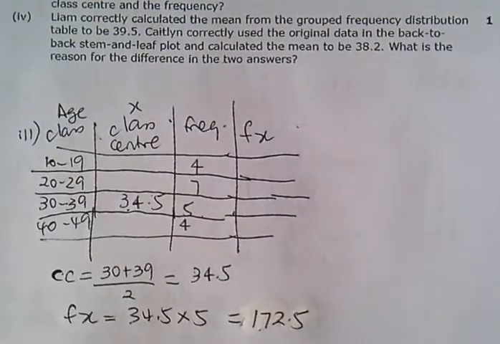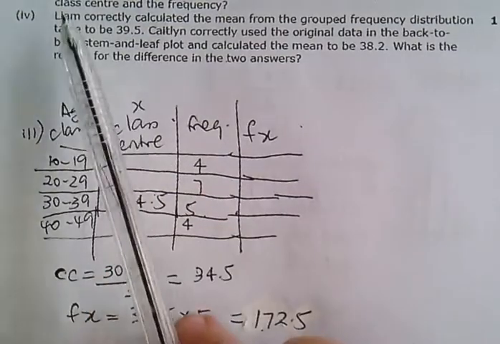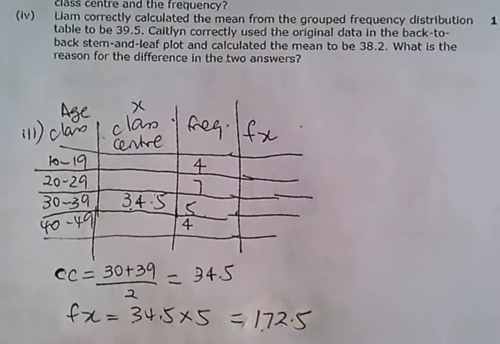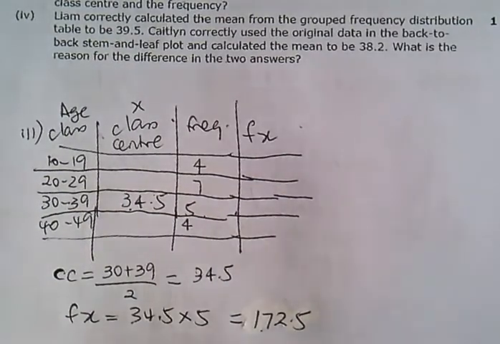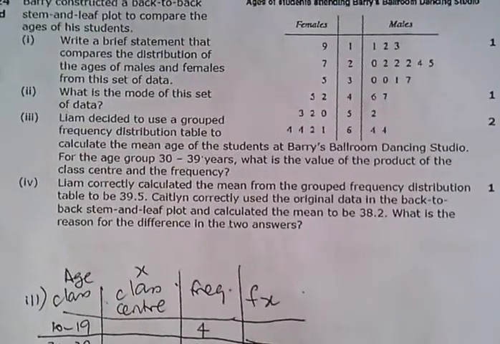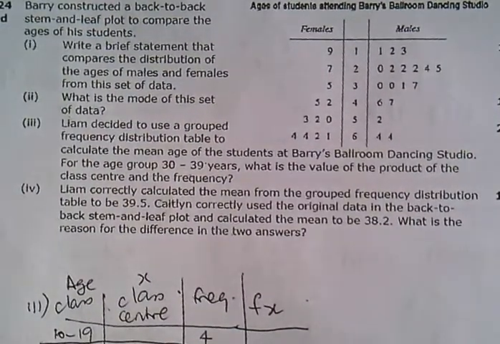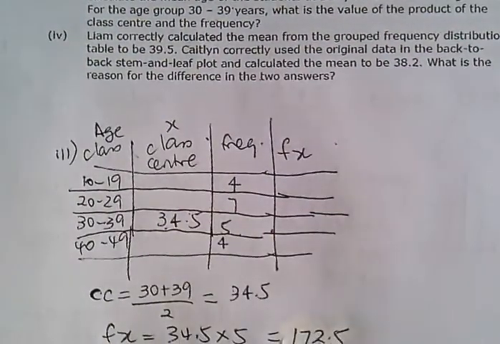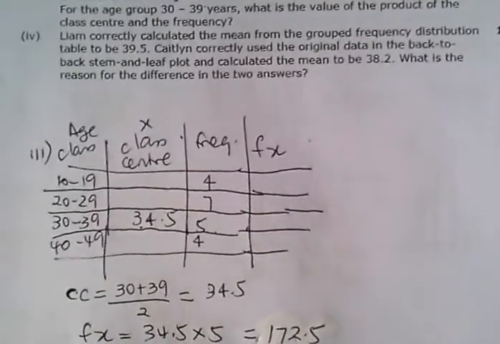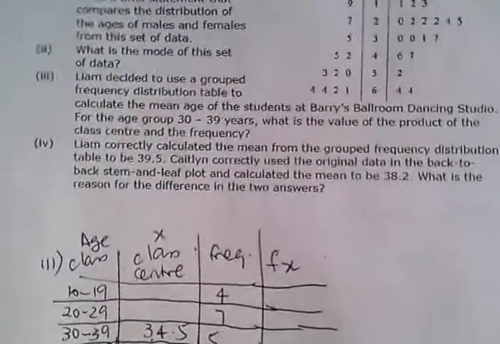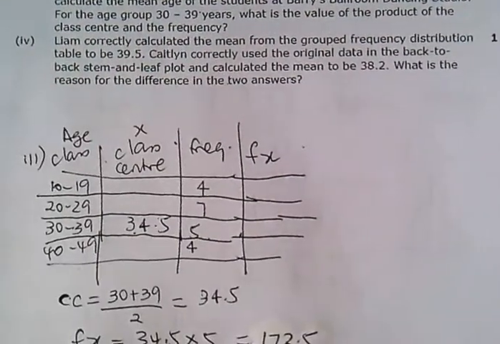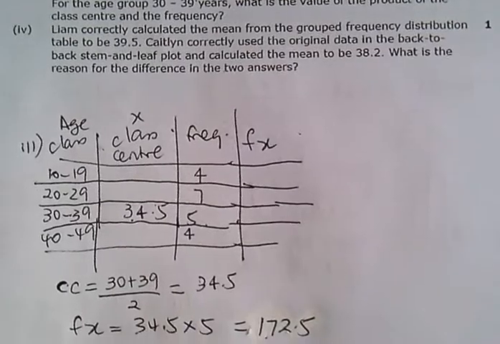Now, they don't want you to do it all, okay? Let's look here. Liam correctly calculated the mean from the grouped frequency distribution table to be 39.5. Caitlin correctly used the original data in the back-to-back stem and leaf plot and calculated her mean, and she says it's 38.2. Who is more accurate? What is the reason for the difference? And you tell me who is more accurate.